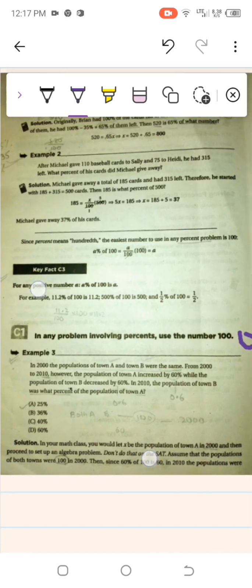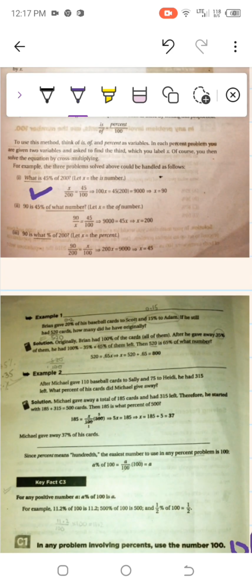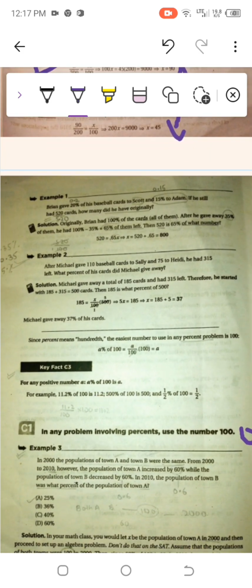These are some easy methods. So these are the same as this method. You can go ahead and look at it once. Now we're going to the third page. We have example number 1.